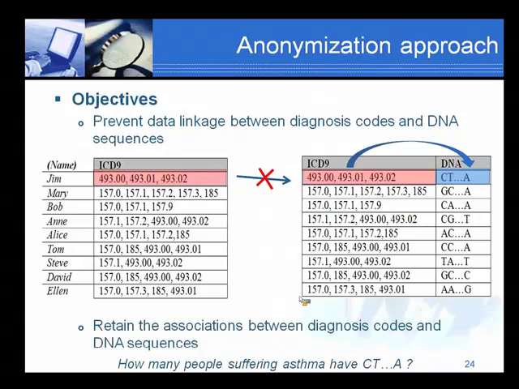Additionally, it should preserve the associations between the diagnosis codes and some regions in the DNA to achieve utility, to make the data useful for studies, for example, that study how many people who have some ICD codes are associated with a certain region in the DNA. So our approach has three main steps.